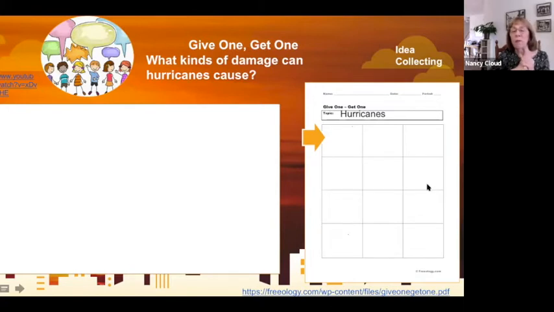And this way, before kids would be speaking again about hurricanes or writing about hurricanes, they would have gathered many, many, many ideas. So the Give One, Get One is really helpful for making sure that kids are collecting all of the ideas that are possible to a question like, what kinds of damage can hurricanes cause?